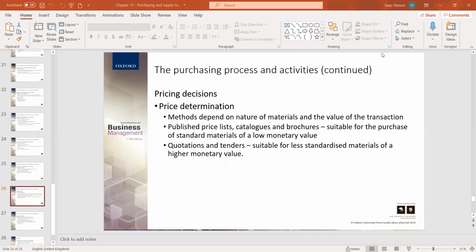When you're buying from others, you can look at quotation and tender, suitable for less standardized materials of high monetary value. You must know the quotation. Quotations are quick and informal. They can be made through the telephone or other means. Quotations are used when standardized materials are purchased, and they are also suitable for non-standard or customary things. Tenders, on the other hand, are accompanied by a drawn-out procedure that has to be followed to the letter. So these are the means by which we determine the price of a good.